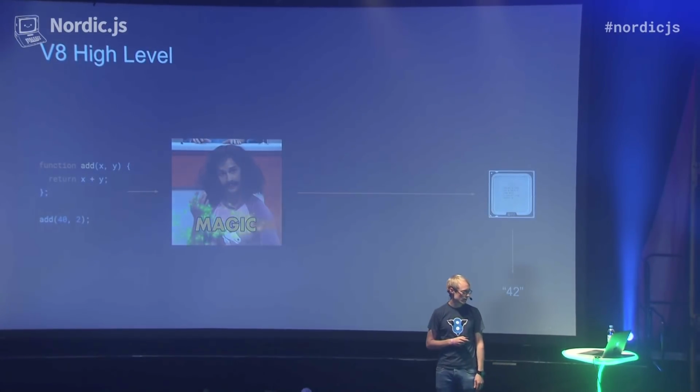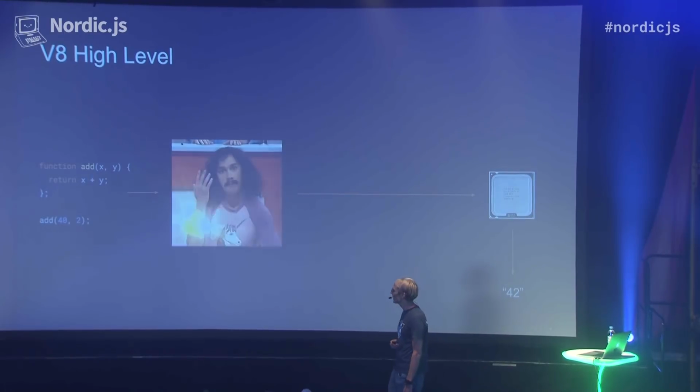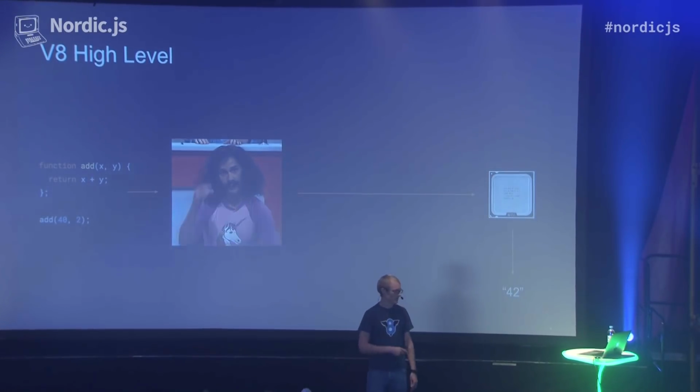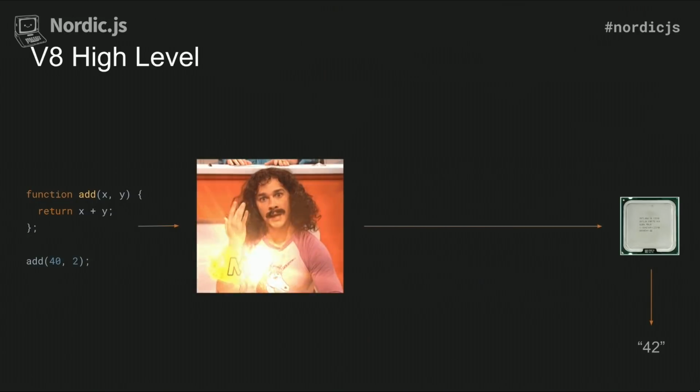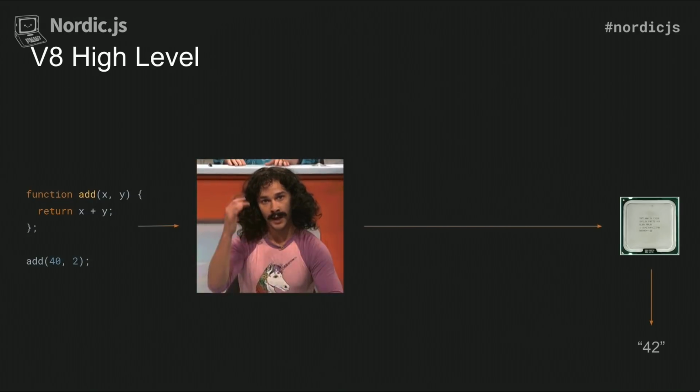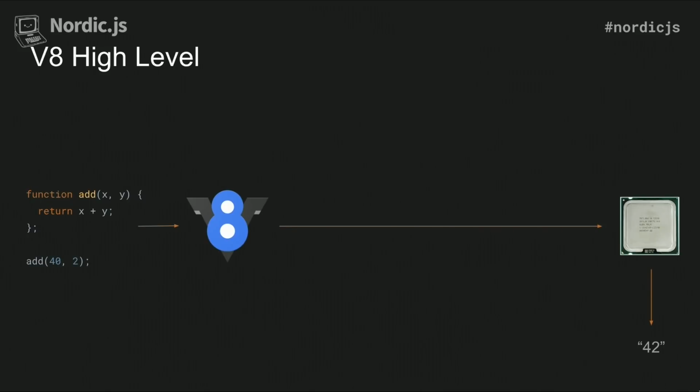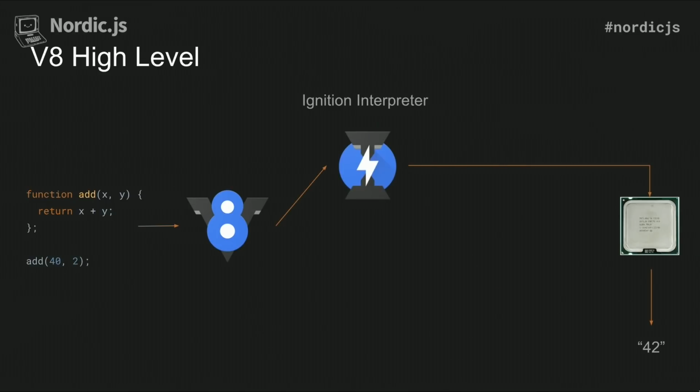So V8 on a high level works mostly like this. You have your JavaScript code, and it comes in. And then some magic happens, and there's a CPU involved, and then your numbers come out. But we're going to sort of demystify that a bit. So V8 is the magic box that eats the JavaScript and gives you the result, right? And inside of V8, there are more magic boxes. One of them is the Ignition interpreter. And basically, when you give code to V8, it's going to run your code in this interpreter.